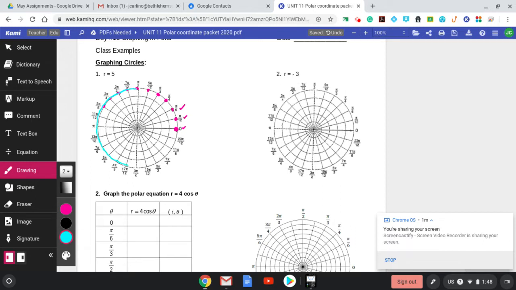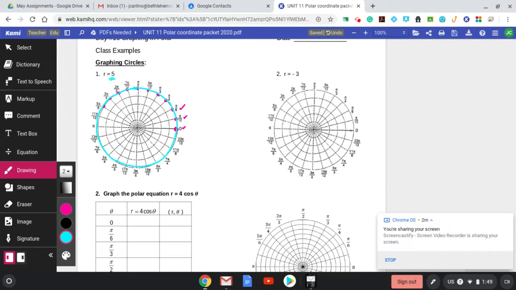So here is your first graph on the polar grid, which is a circle. Anytime it's r equals a number, you will have a circle. The number tells you how far away from the pole each point should be. Not too bad, right? All right, let's get a little nuts and go over to number 2, which is r equals -3.